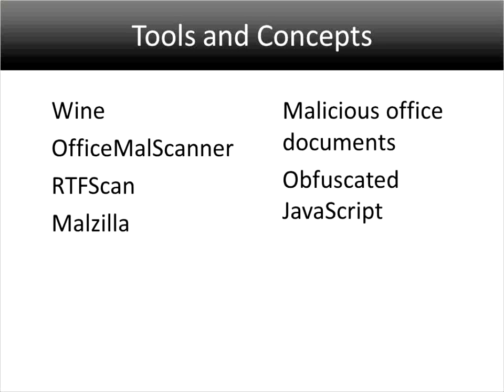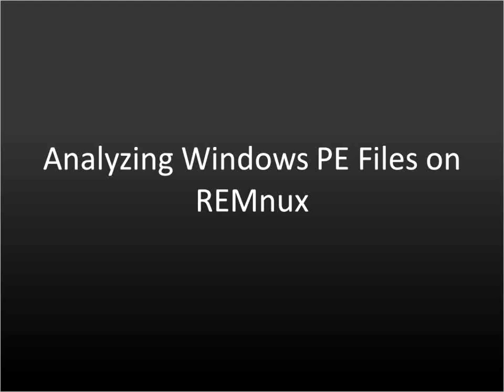And so we talked about a bunch of tools that can run on REMnux with the help of Wine, even though these tools are native to Windows: Office Mal Scanner, RTF-scan, and Malzilla. And of course, we talked about the need to know how to analyze malicious Office documents, including Word and RTF files, as well as the need to deobfuscate JavaScript that you would often find within malicious web pages and malicious PDF document files.